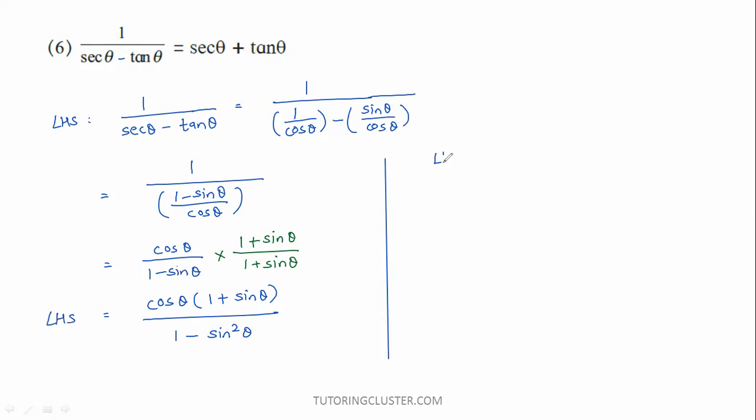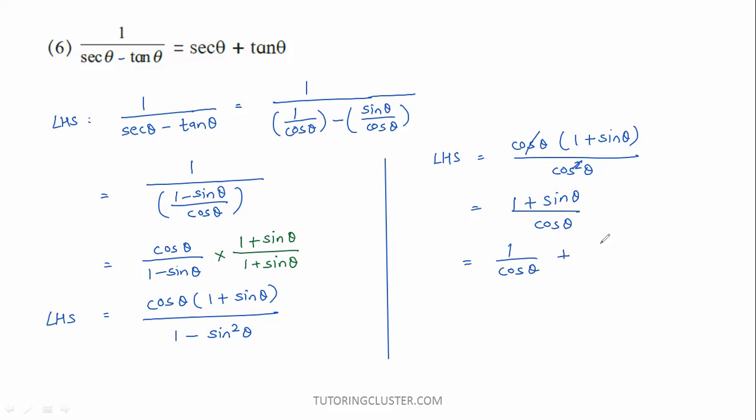So LHS further will be equal to cos theta in bracket 1 plus sin theta divided by, what is 1 minus sin square theta? Cos square theta. So 1 cos and 1 cos get cancelled out. What is remaining? 1 plus sin theta upon cos theta. It will be 1 upon cos theta plus sin theta upon cos theta. What is 1 upon cos theta? Sec theta. What is sin upon cos? Tan theta, which is nothing but your RHS.